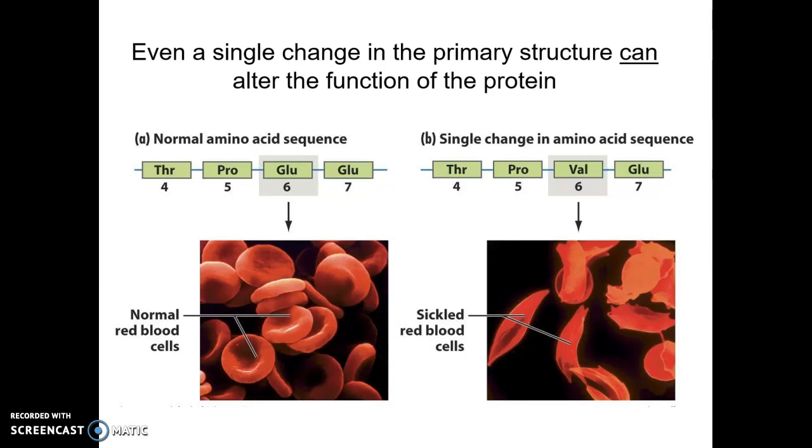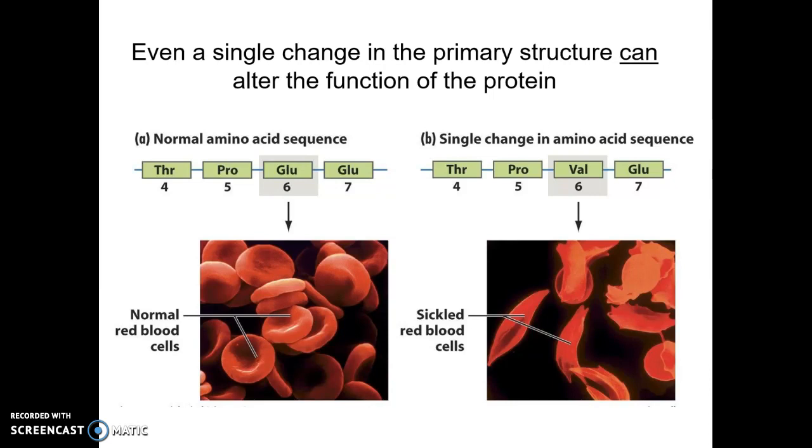hemoglobin on either side of the quaternary structure that has an exposed valine. And so then those hemoglobin complexes will bind to each other on either side, and there will always be another valine on the other side. And so you get these large aggregates of protein that cause a change in shape of the cell.